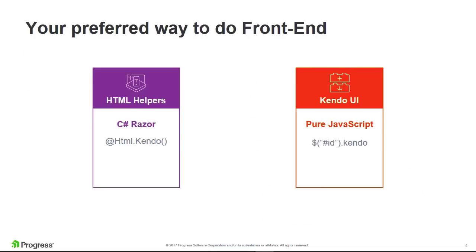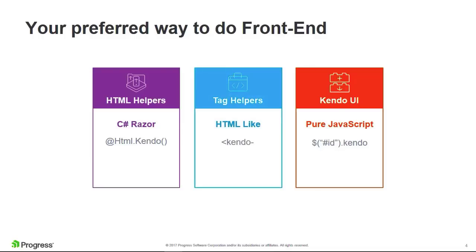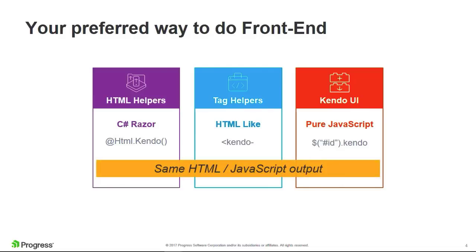Tag helpers are all about writing front-end code in your preferred coding style. If you're extremely C# oriented, then Razor HTML helpers might be your choice. If you're a JavaScript guru, then you might choose to use Kendo UI directly. Now with ASP.NET Core, we have another choice of tag helpers. Tag helpers look and act much more like HTML components by using tags and attributes. It's important to remember that with all three styles, the same HTML and JavaScript is produced.